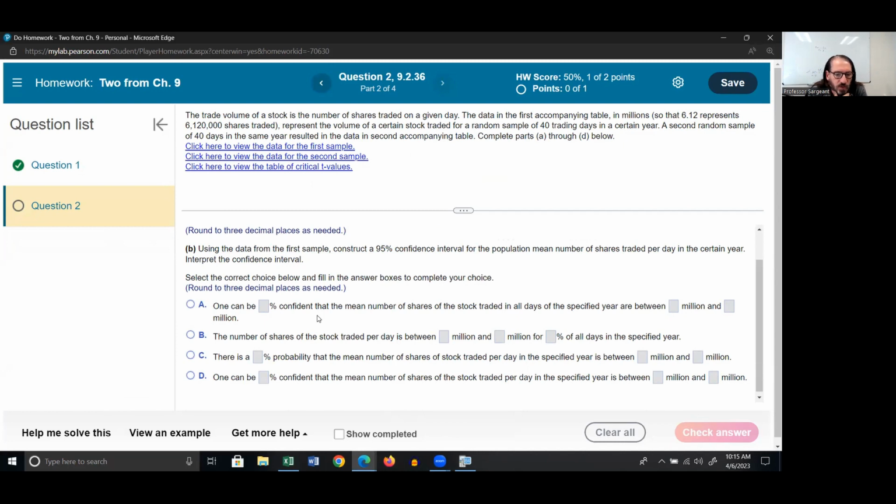Difference between A and B. We're not talking about the number of shares. We're getting a range of values that the population mean could be between. With 95% confidence, that is not the same as probability. The author of this textbook goes into that a bit. What's the difference in all days versus per day?